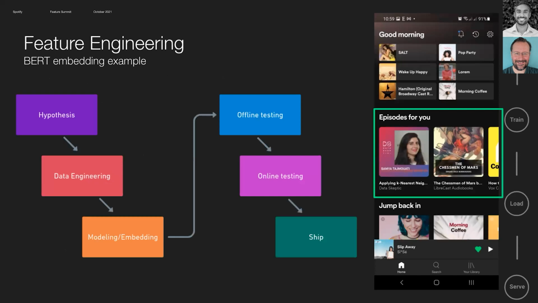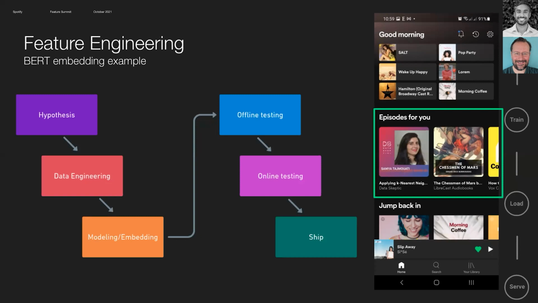Okay. So feature stores aren't like key value stores. They're actually there to support a feature engineering workflow. And so what does that mean? You start with a hypothesis. For example, the podcast team thought BERT embeddings of the episode description would be useful for arranging the episode shelf, like the episodes for you shelf on your homepage, which is probably there if you open up Spotify.